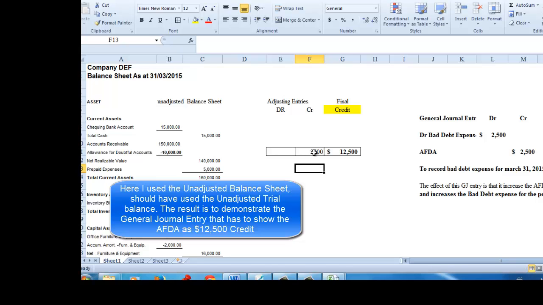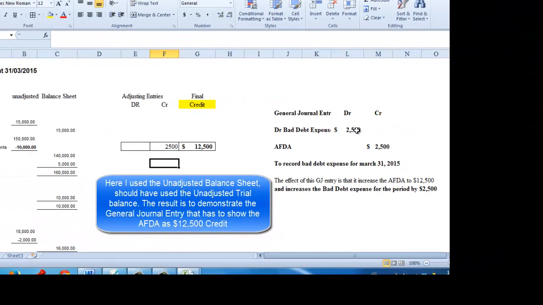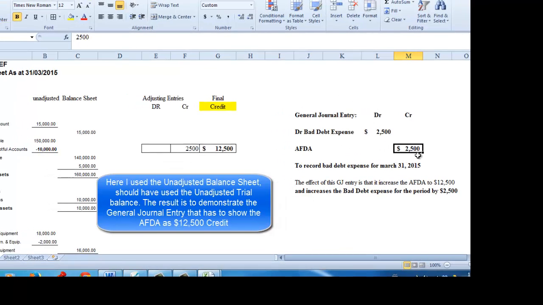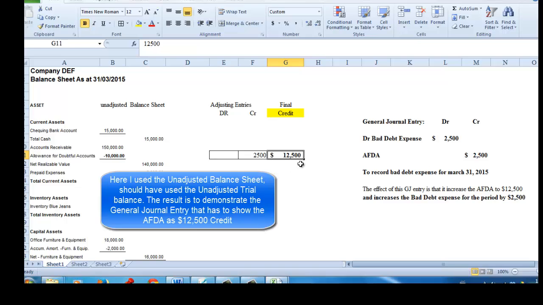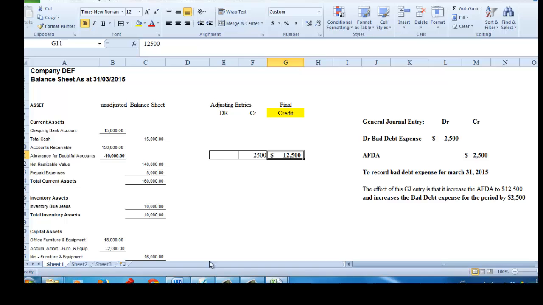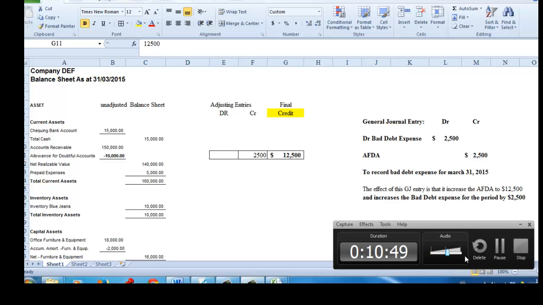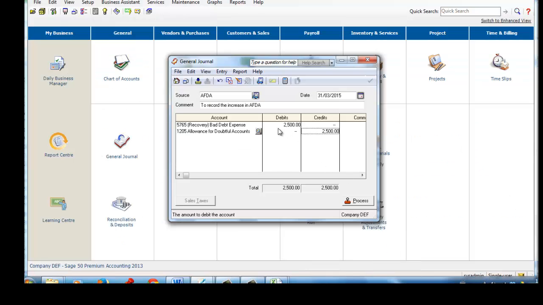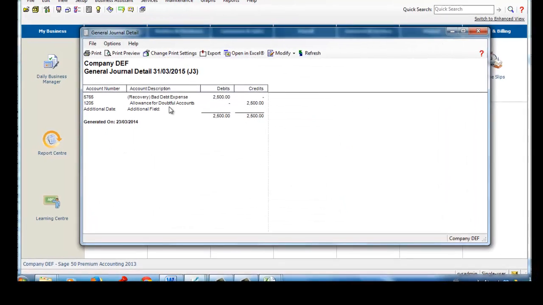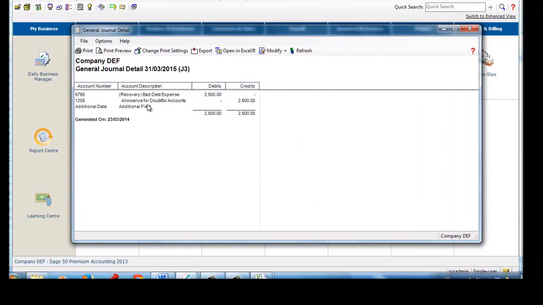And when we post this journal entry, which says debit bad debt expense of $2,500 and credit the allowance for doubtful accounts of $2,500, it becomes a true equation. Based on the circumstances, we need to increase our provision from $10,000 to $12,500. This journal entry, I will post it in Sage Accounting, and you will see the effect on the income statement. We will post this transaction, and as you see, the system will debit bad debt expense of $2,500 and credit the allowance for doubtful accounts.